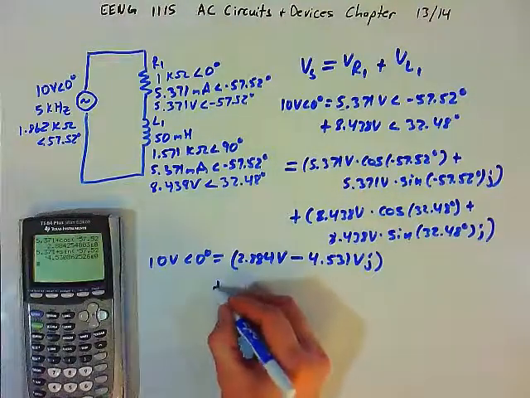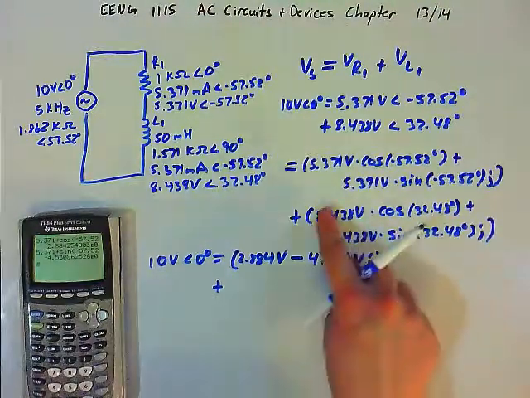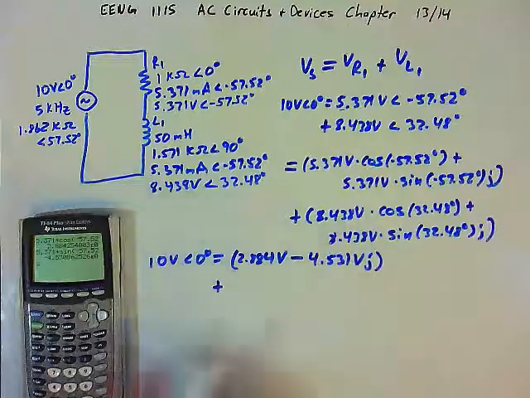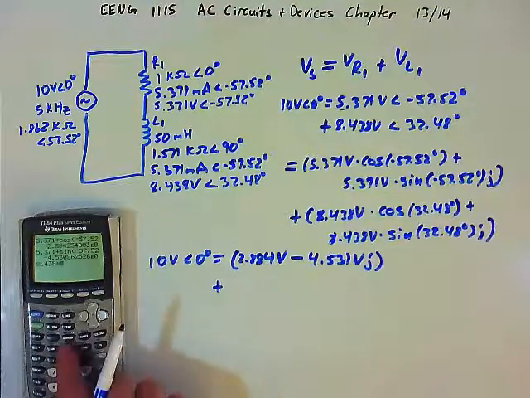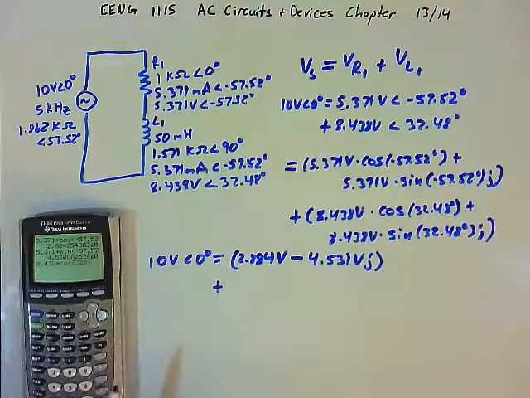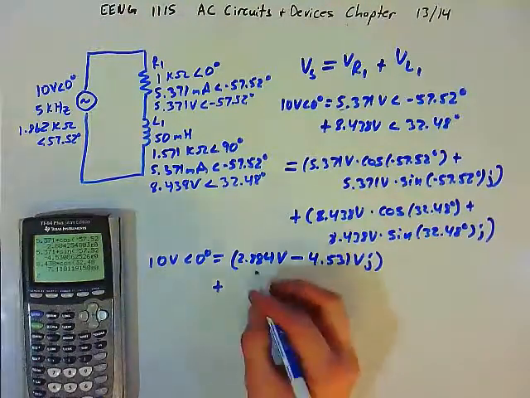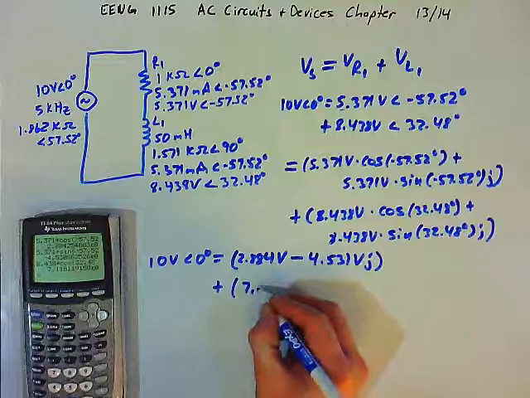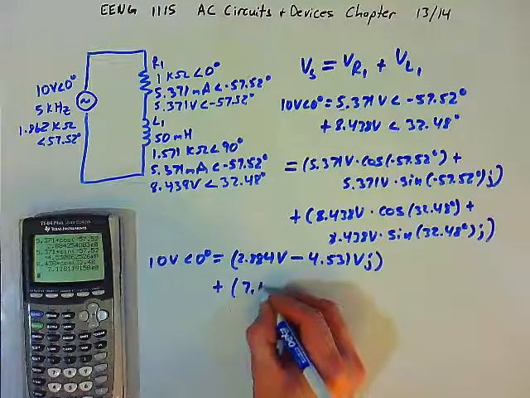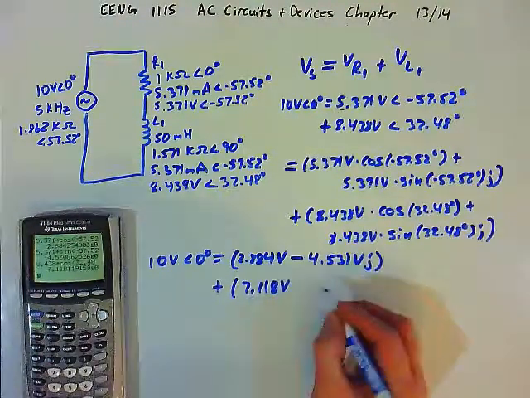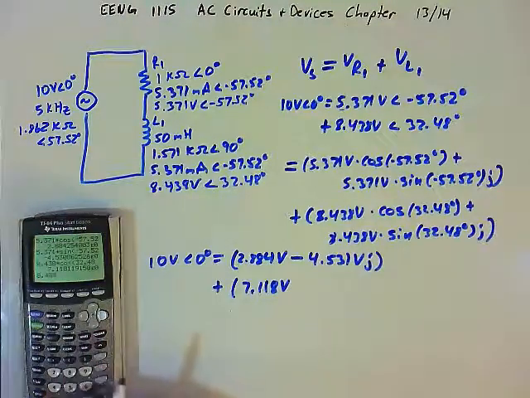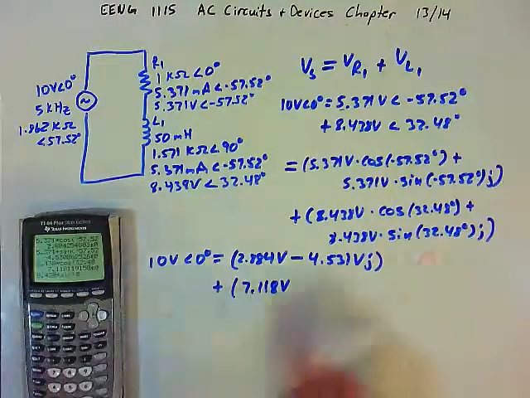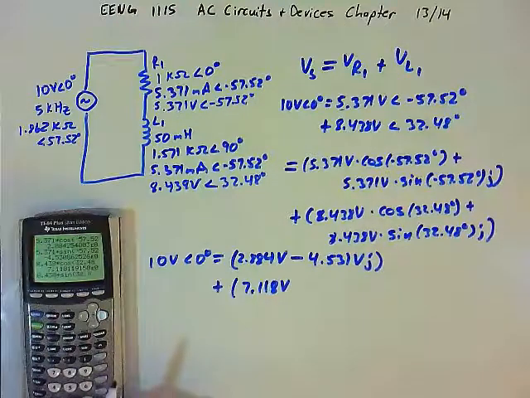And then we're going to be adding to this other vector, the second vector here. And so we have the 8.438 times the cosine of 32.48 degrees. The x component of this vector is 7.118 volts. And then the y component is 8.438 times the sine of 32.48 degrees.